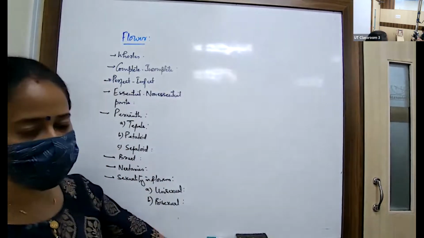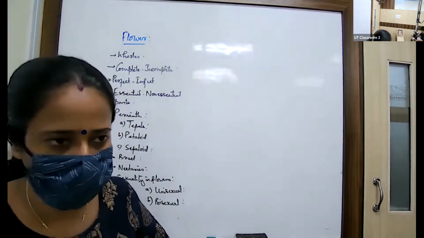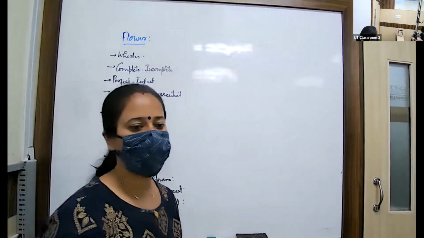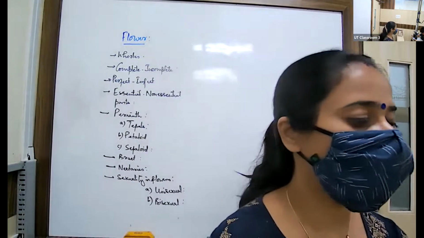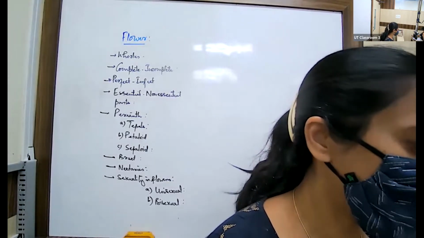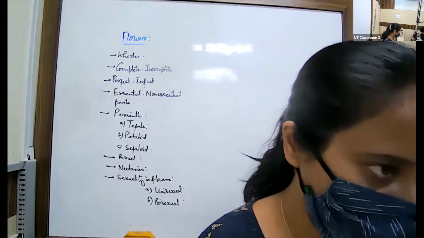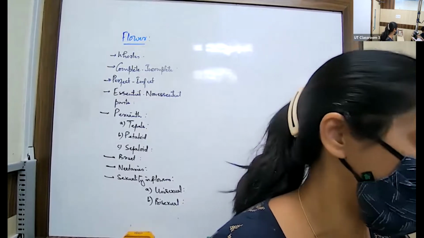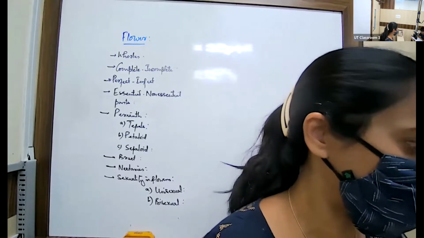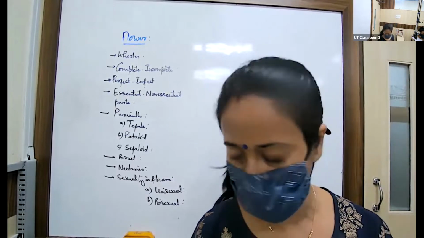So flower, the other day we had drawn the diagram. The section of the flower we had drawn, no? And in the section of the flower, what did we learn? We have already learned that the flower has four main parts, also known as the four main whorls. So which are the four main whorls of the flower we had learned?